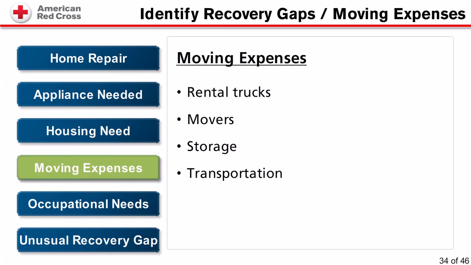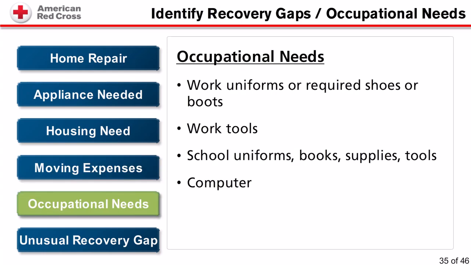Moving expenses can include rental trucks, movers, storage, or transportation. Occupational needs can include work uniforms or required shoes or boots, work tools, school uniforms, school books, supplies, and tools, or computer for work or school.